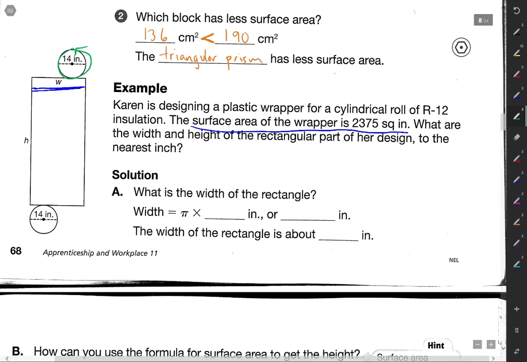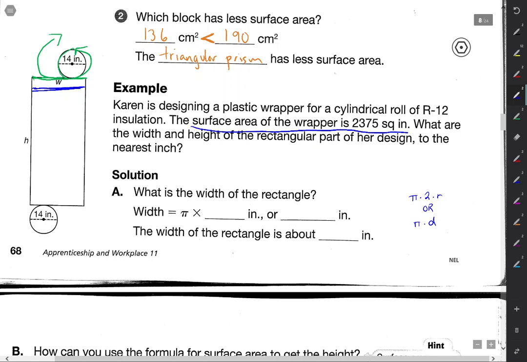If you think about this net closing into a cylinder shape, this part of the rectangle would have to wrap around the circle here. So that's why it's the same size. So in order to find that, we're going to have to do the circumference formula. And the circumference formula is either pi times 2 times radius or pi times diameter.